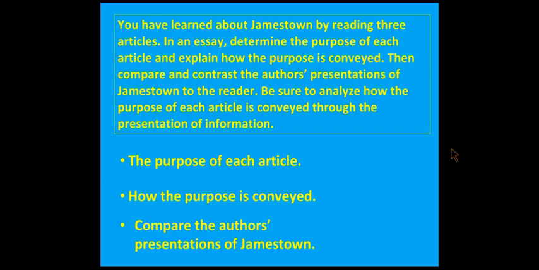The last thing that you have to do is compare the author's presentations of Jamestown. Now, I'll give you a hint for one of these. For Pocahontas, the author presents the information using historical facts in a biography. Now, if you remember during class, you wrote down a short summary of each article. That short summary, that's how the author presents the information about Jamestown.